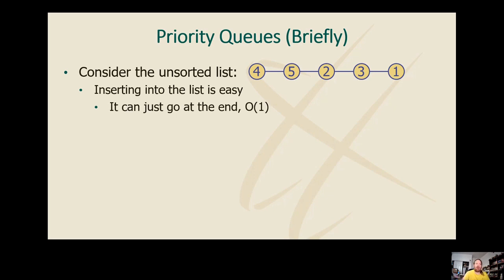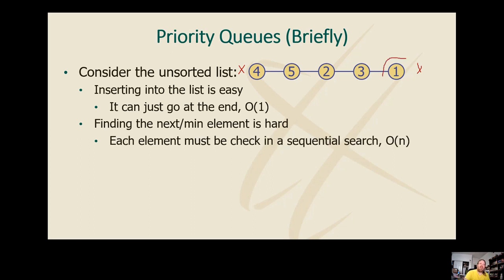So if we have an unsorted list, inserting is easy. We can just put it at the beginning or the end, and that's big O of 1. If we insert a new value, we could put it up front, we could put it at the end. It's super easy. However, finding the next element is going to be hard, because 1's at the end, but 1 could be at the beginning, or it could be in the middle. So in order to find where our minimum key is, we have to sequentially search the entire list to find the minimum element.